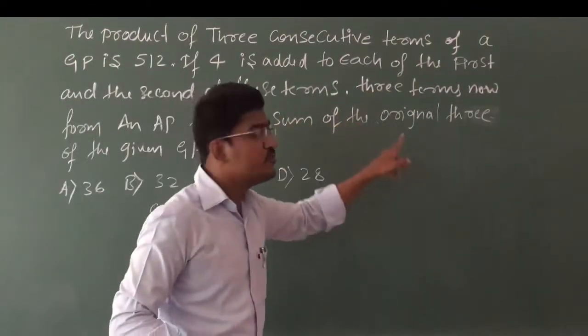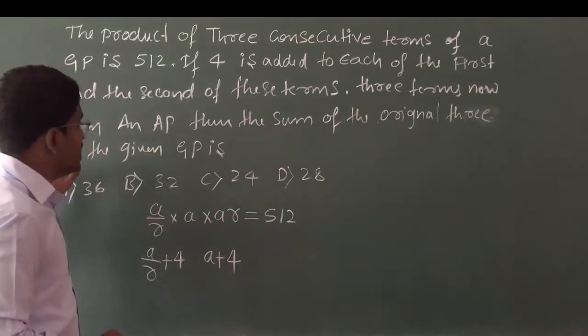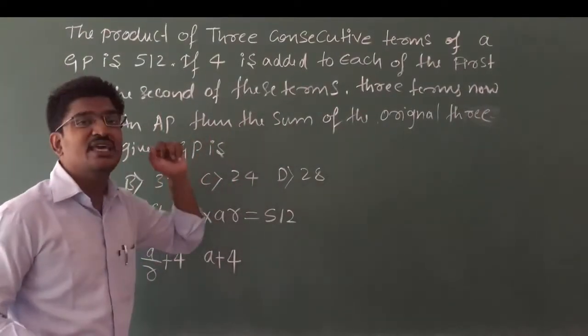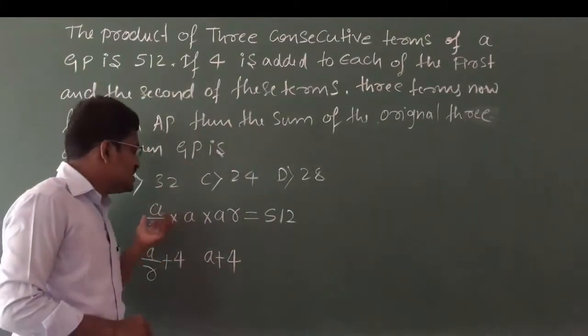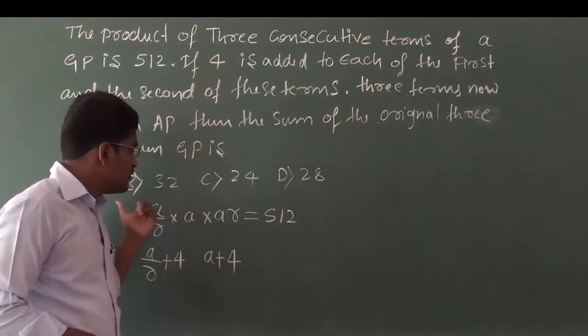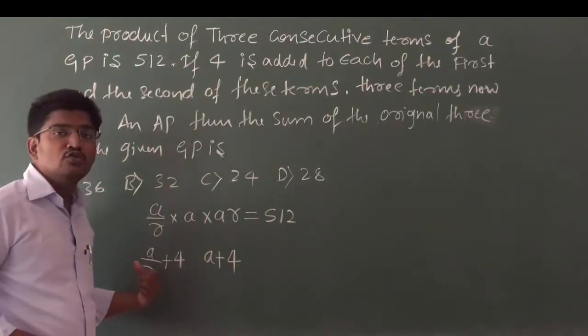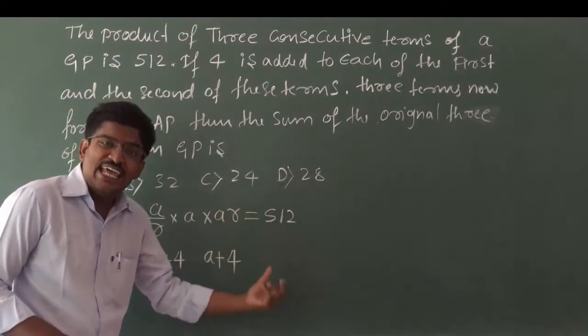Then they are asking for the sum of the original three terms of the given GP. These three terms are in GP and their product is 512. If I add 4 to the first two terms, they will be in AP.